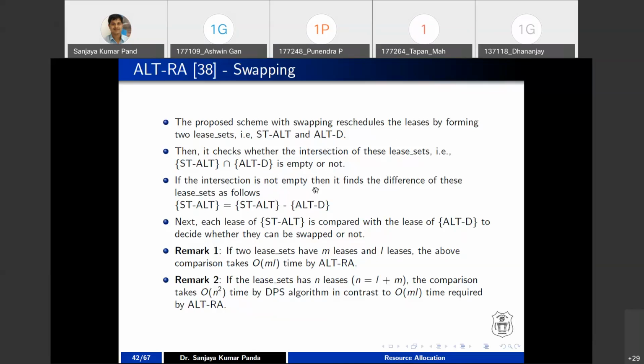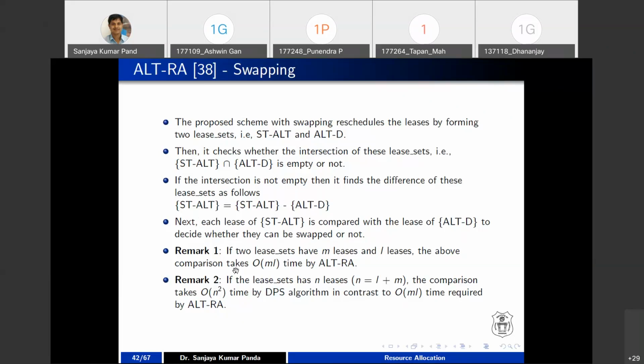If the intersection is not empty, what do we want to make? We want to make the intersection empty. How are we doing it? You have to write STLT is nothing but STLT minus ALTD. If you subtract that, then what will happen? Each lease of STLT is now compared with ALTD as there is no duplicate element. In the STLT set or ALTD set, there is no common element after doing this operation. So you can save your time in the swapping step.